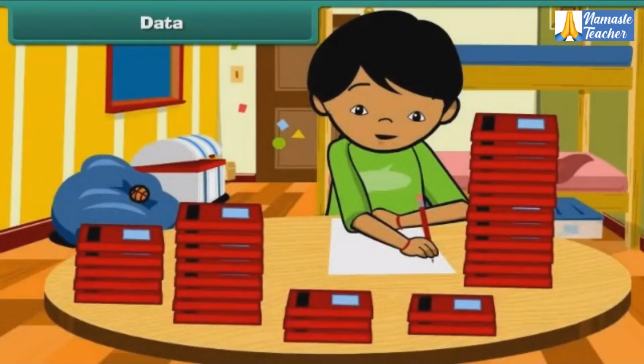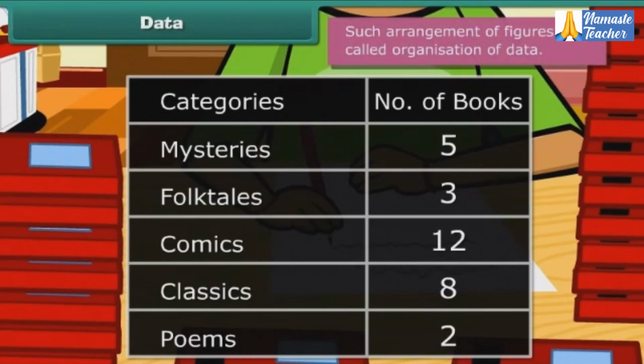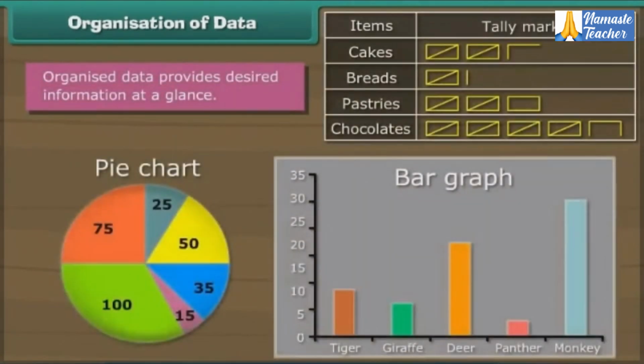When Ravi reaches home, he divides the 30 books into 5 different categories of comics, mysteries, folk tales, classics and poems. Here is how he summarized the details in the form of a table. Such arrangement of figures is called organization of data. Organized data provides desired information at a glance. We can organize data using tally marks, pie charts, and bar graphs. Let us know more about them in detail in our next screens.